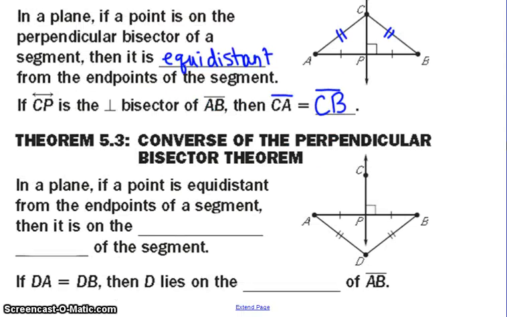Now, the converse of this is also true. So if I have a point, say D, and that point is equidistant to the endpoints of a segment, then point D lies on the perpendicular bisector. So in the case of the picture, we know that AD and DB are congruent, so D lies on the perpendicular bisector of line AB. I abbreviated perpendicular here. Remember, perpendicular symbol is just upside down T.